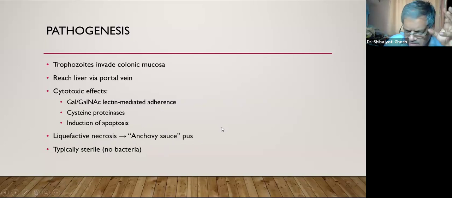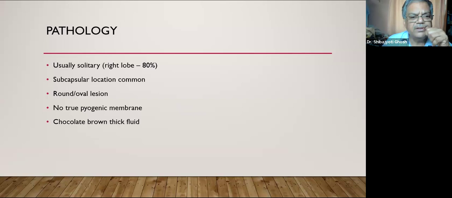So this can be seen when we do percutaneous catheter drainage or aspiration. Looking at the color of the pus, you can be reasonably certain that this is a patient of amoebic liver abscess. Usually it is solitary and is found in the right lobe of the liver in 80% of the cases.